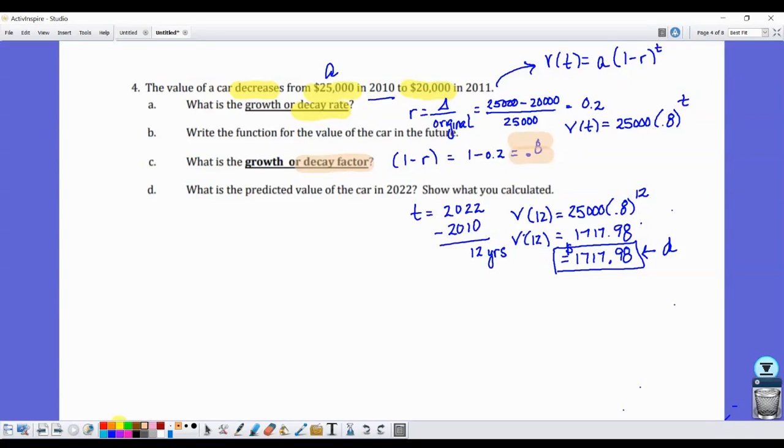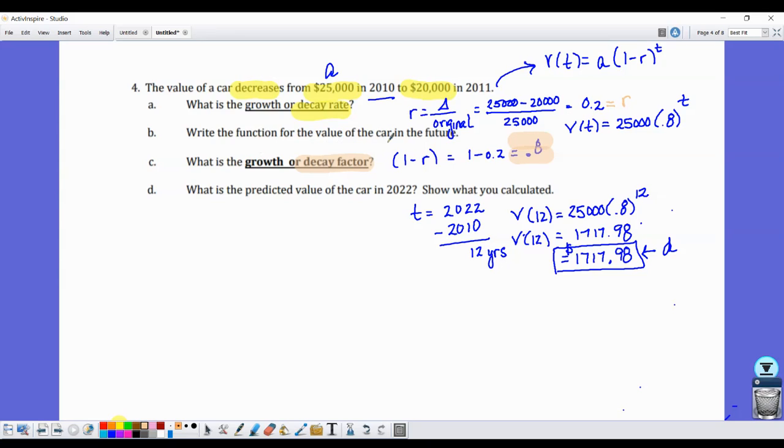So let's take a look. How did this work out for you? You were asked to find the growth or decay rate. We know it's decay because we were told the value is decreasing, so that's going to be decay. We subtracted out the original minus the secondary value, and we ended up with 5,000 divided by 25,000, which was 0.2. That's going to be the rate, and that's the decay rate. So that's going to equal the decay rate.